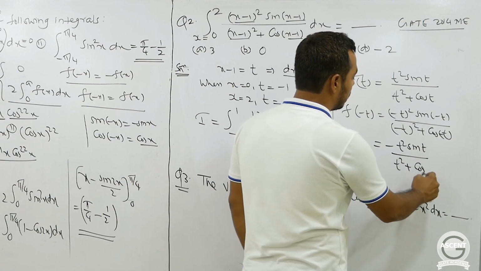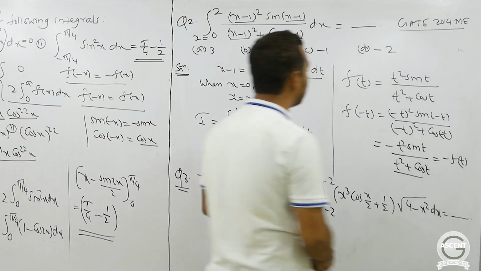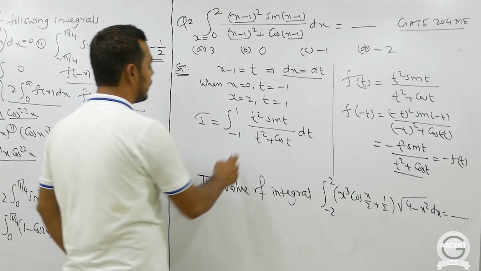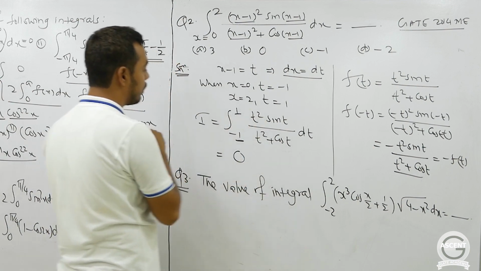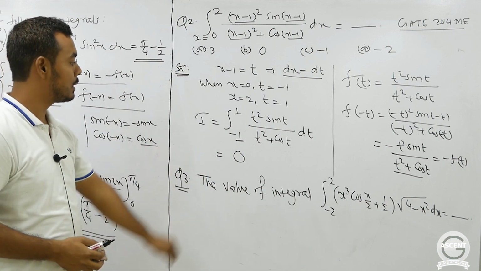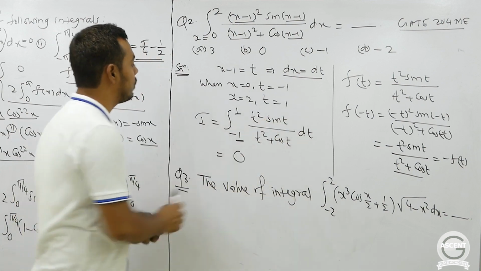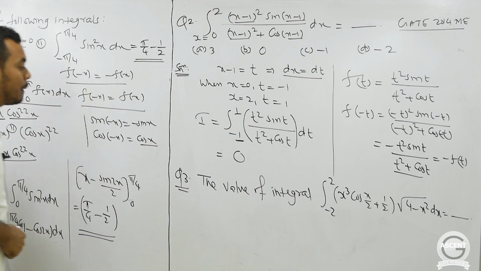Now since this is nothing but f of minus t, the given function f of t is an odd function and the limit is from minus a to plus a. So without doing any calculation, using that fifth property, you can tell that the value of this integral will be 0. The reason is you have minus a to a f of t dt, and this f of t is an odd function. Okay, so this was our second problem.